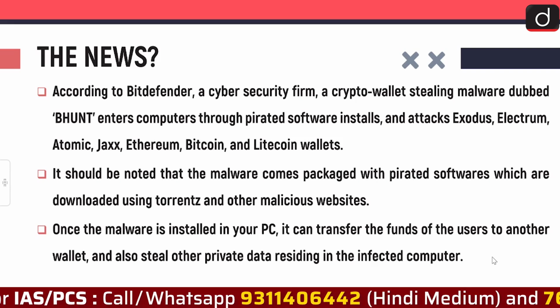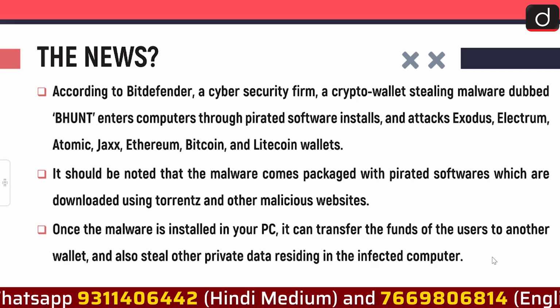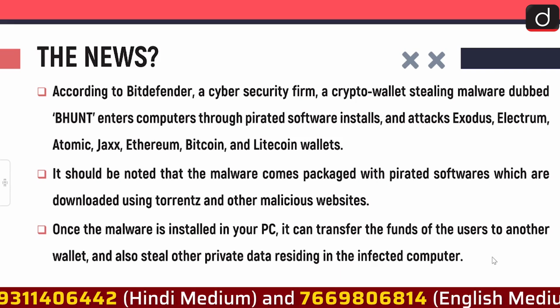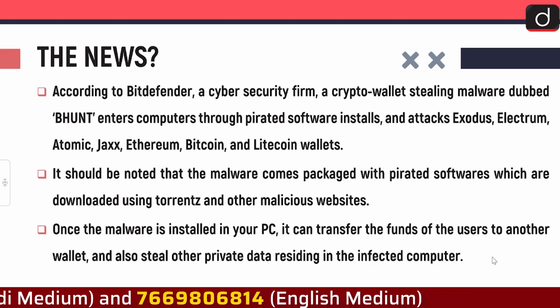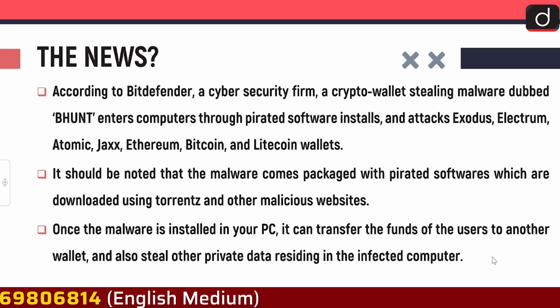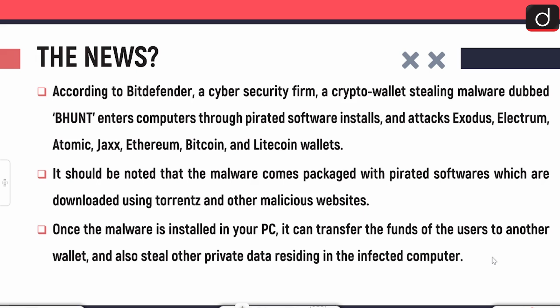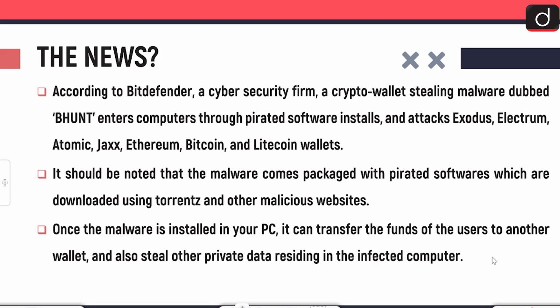Now, with respect to Bhunt, according to Bitdefender, a cybersecurity firm, a crypto wallet stealing malware, malicious software, by the name Bhunt, enters the computers through pirated software, installs and attacks Exodus, Electrum, Atomic, Jaxx, various cryptocurrencies. It should be noted that the malware comes packaged with pirated software which is downloaded using torrents and other malicious websites. Once the malware is installed in the PC, it can transfer the funds of the users to another wallet and also steal other private data.